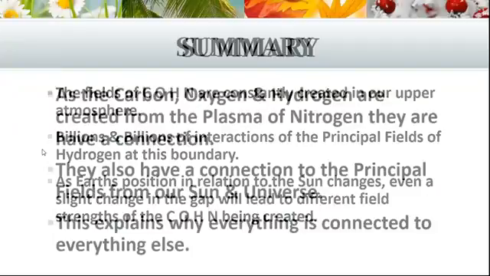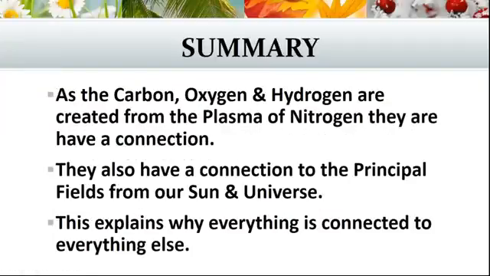Now, as the carbon, oxygen, and hydrogen are created from the plasma of nitrogen, they have that connection because they've come from that same source. And they all have a connection to the principal fields from our Sun and universe. That's due to the principal field of the hydrogen. And this explains why everything is connected to everything else in this universe, because it all comes from one source.